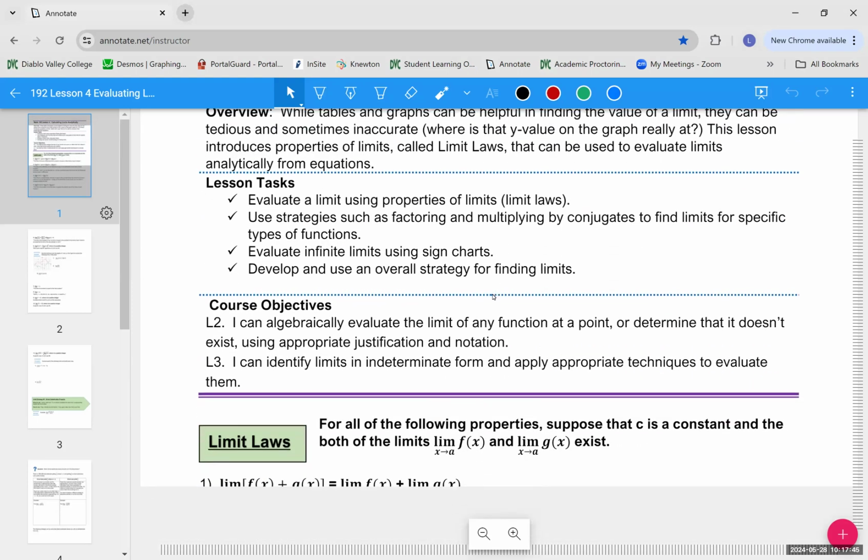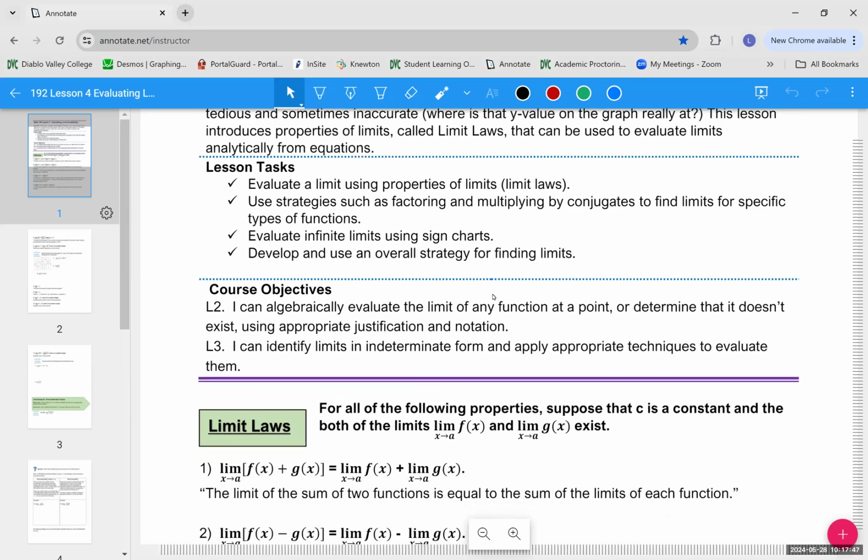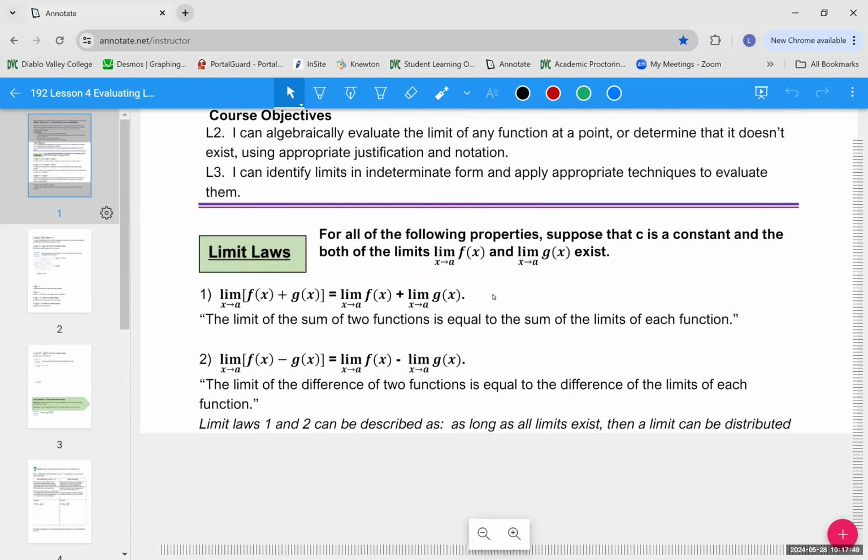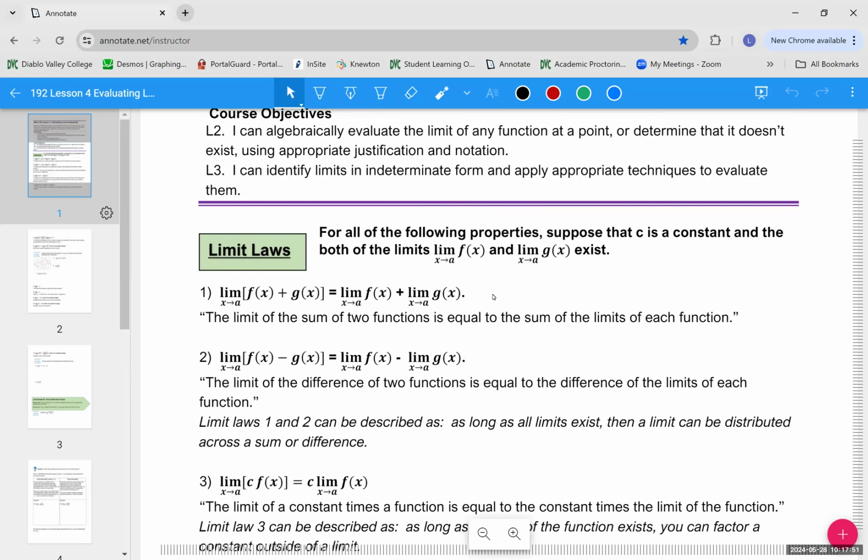Let you read through the tasks and the objectives. And then actually what I would want you to do to start off is go ahead and hit pause on the video, and I want you to read through the 11 laws. I'm going to briefly talk about them, but I want you to get a chance to really read them.